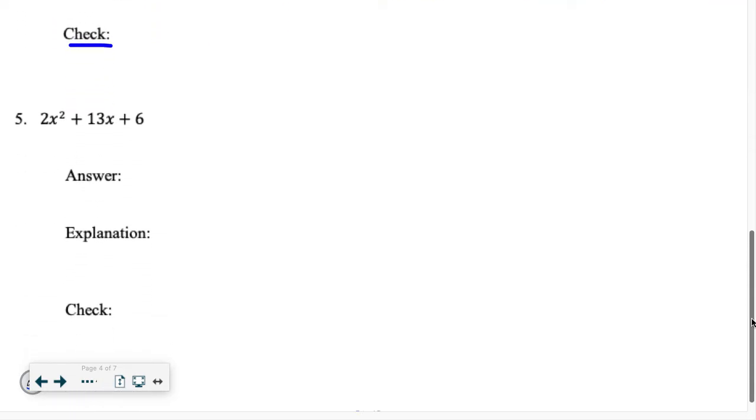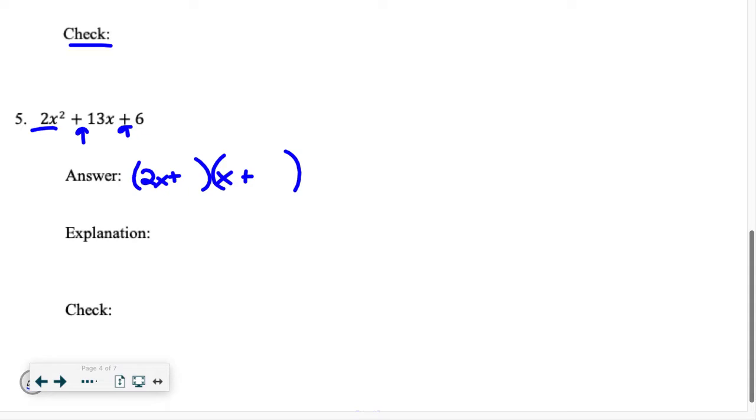Option 5. This one's a little different. For my answer here, you notice that this is a 2x squared. Here's what I know logically. I know it needs to be a 2x and an x. That's the only way for this to be able to distribute back out to what it is. I know it's a plus here and a plus here, so I know it's got to be plus plus.